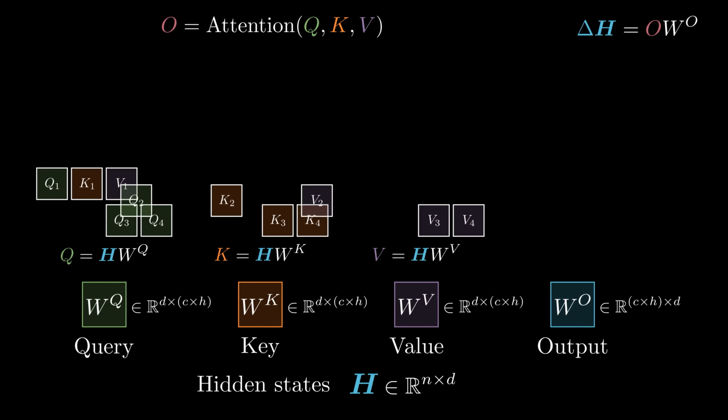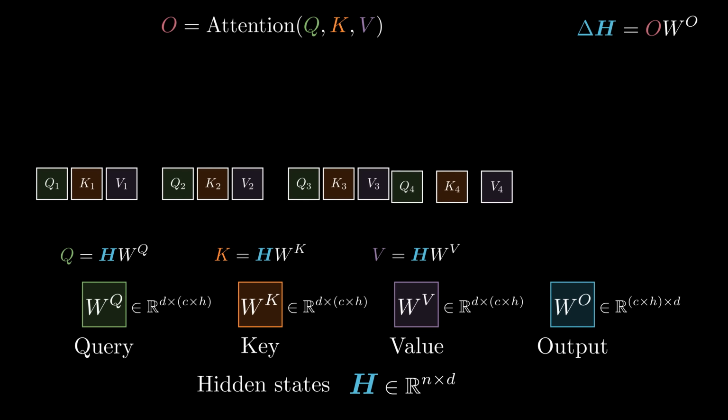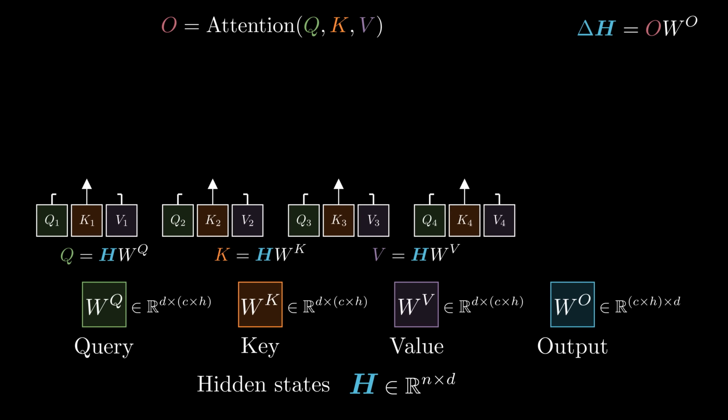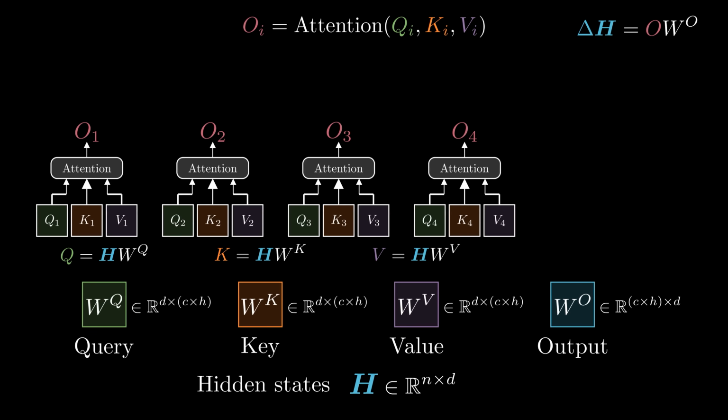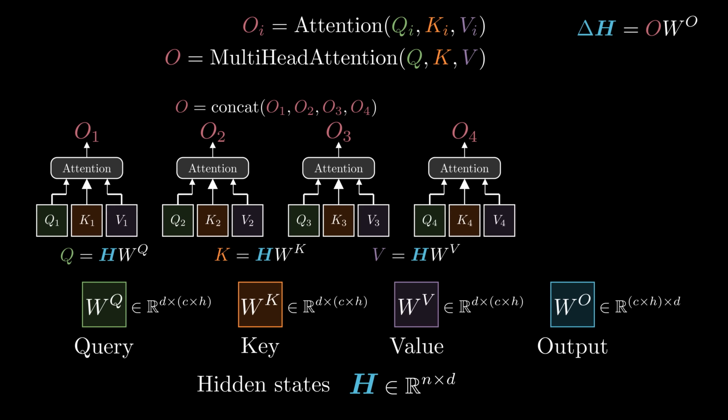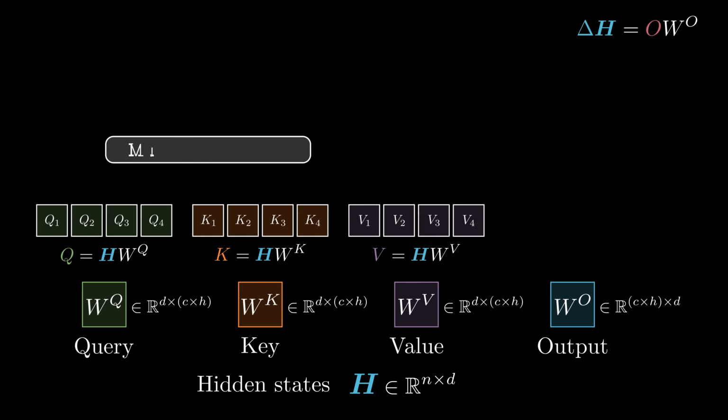We split the query, key, and value matrices into H heads and compute attention for each head separately. This gives us a collection of attention outputs O1, O2, O3, and O4. We concatenate the outputs of the multiple heads together and use our output matrix WO to produce the residual embeddings delta H. This is known as multi-head attention. Let's now visualize this more concisely.